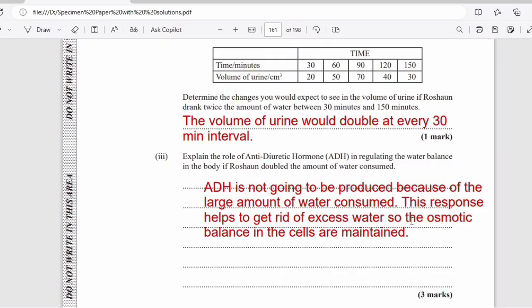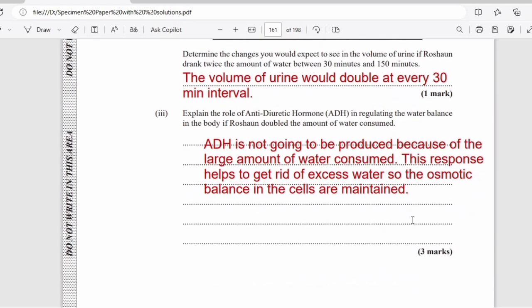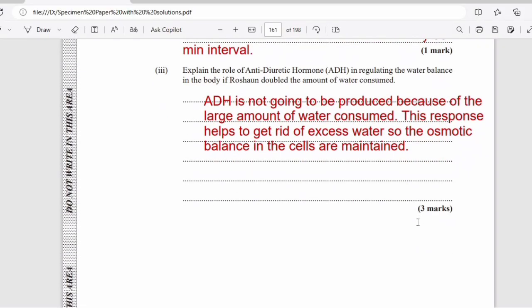Please go over this, guys. So for this question, the ADH is not going to be produced because he's drinking more water and the body doesn't really want to hold on to any excess water. I hope I explained that for you so you could understand. But you can always pause the video, go back, go to your textbook, go to other videos, research this if you feel that you need to study it more in depth. And this would give you 3 marks.